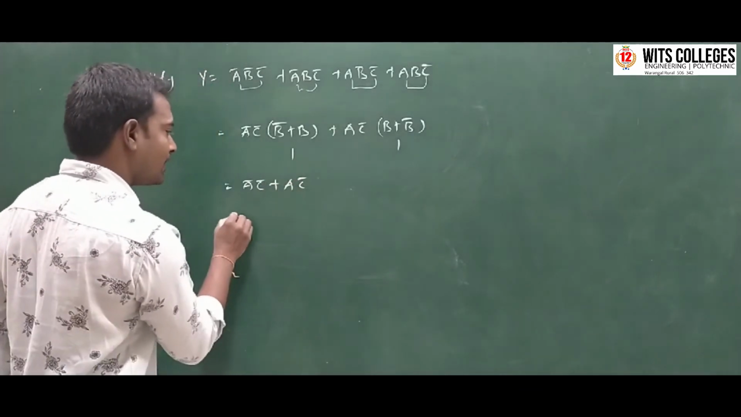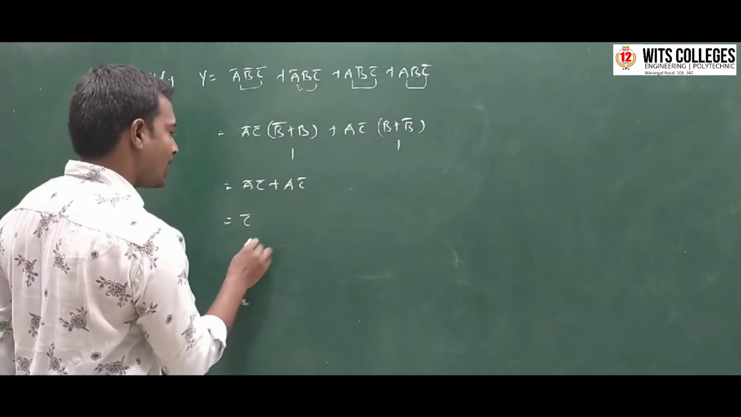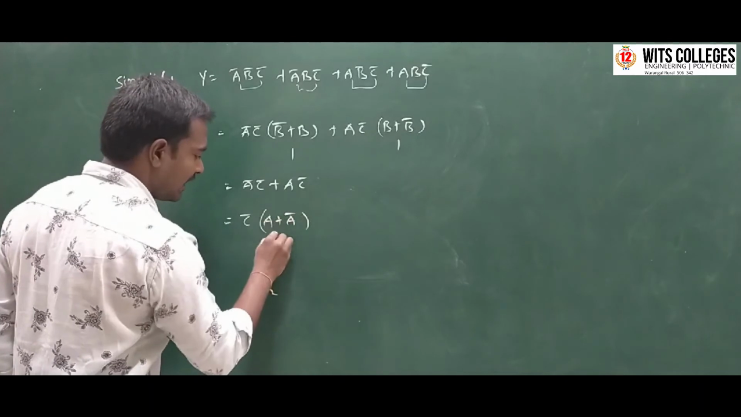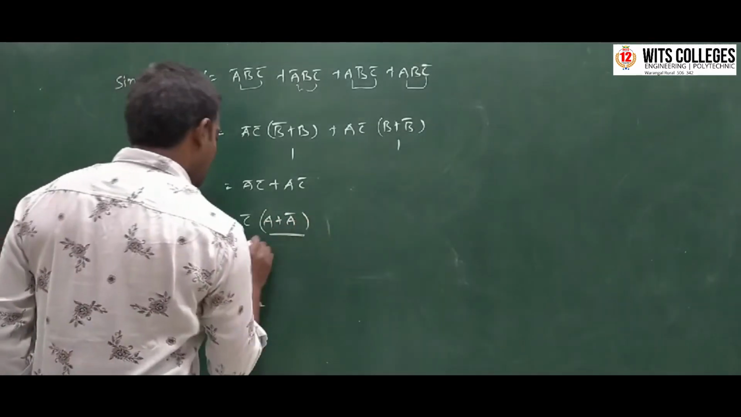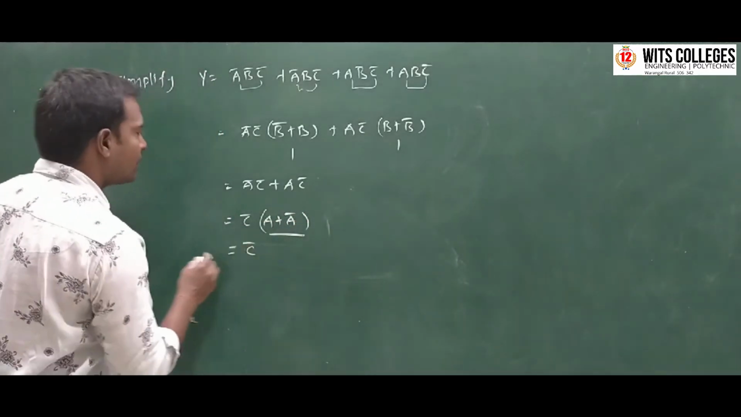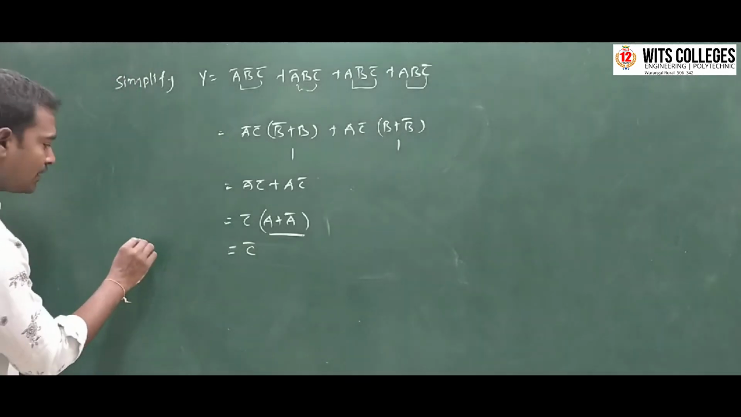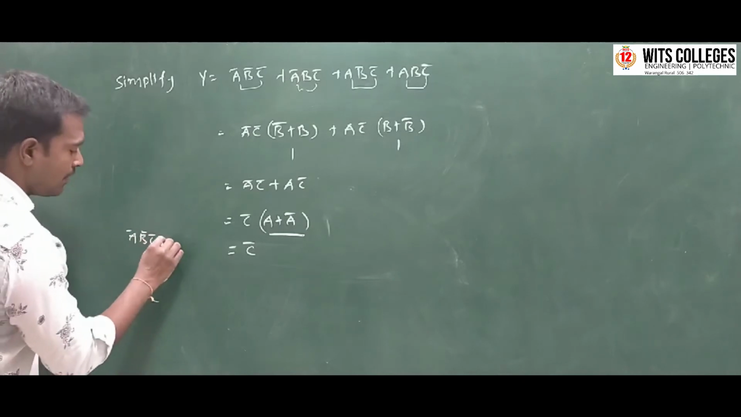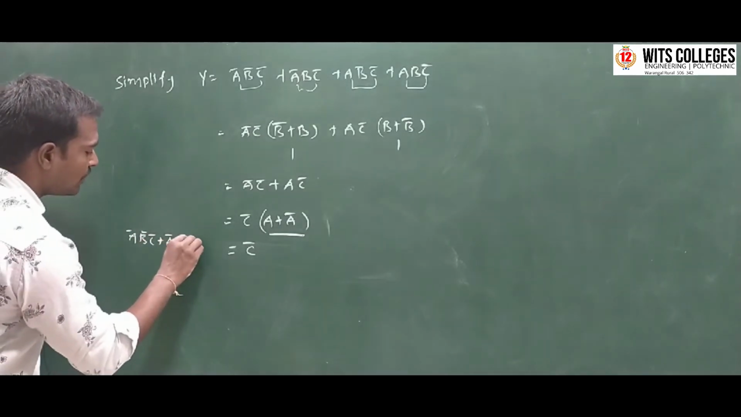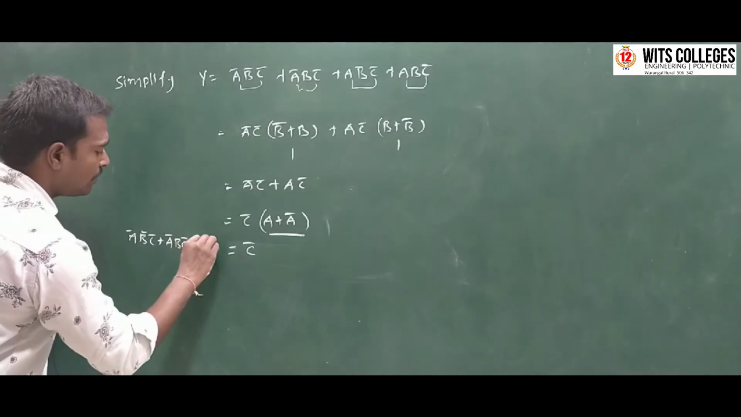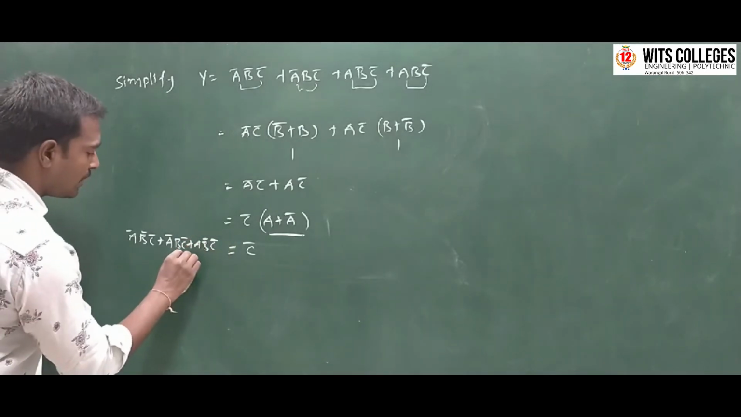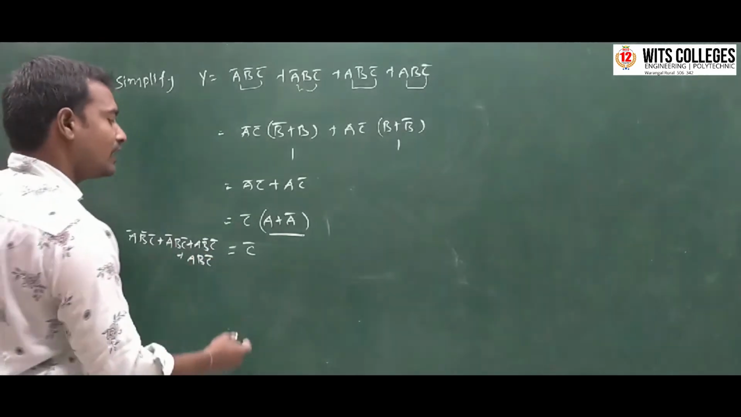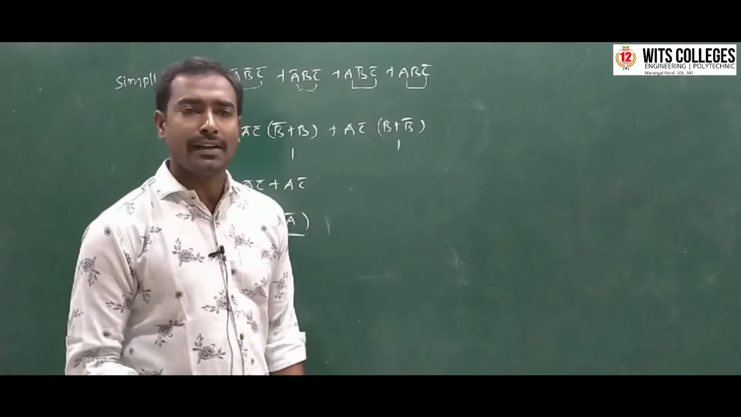So a bar c bar into 1 plus a into c bar. Here I am taking c bar as common, then we will get a plus a bar, and this term is again equal to 1. Finally we will get c bar for the given expression a bar b bar c bar plus a bar b into c bar plus a into b bar into c bar plus a into b into c bar. So this is equal to c bar.